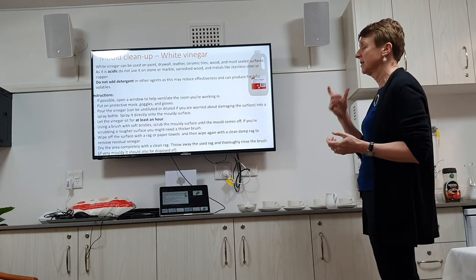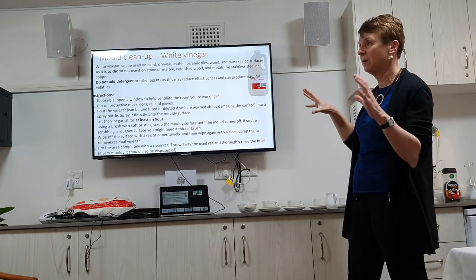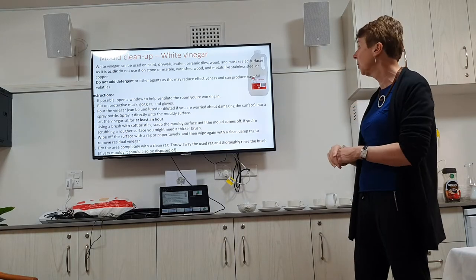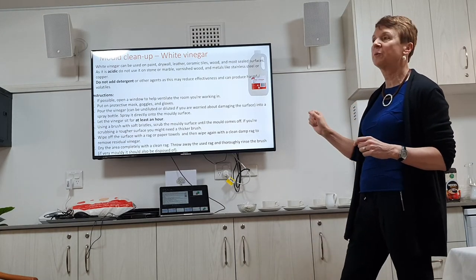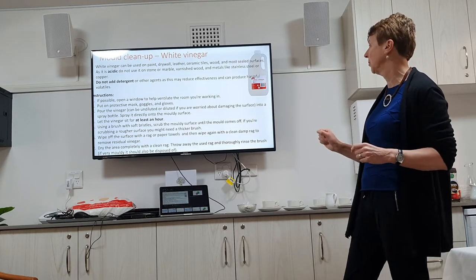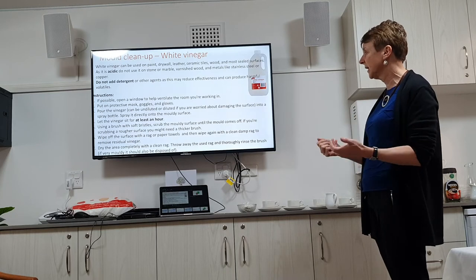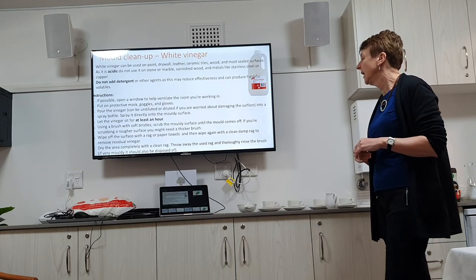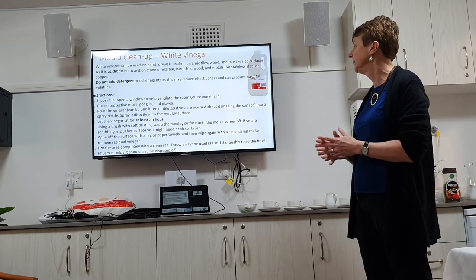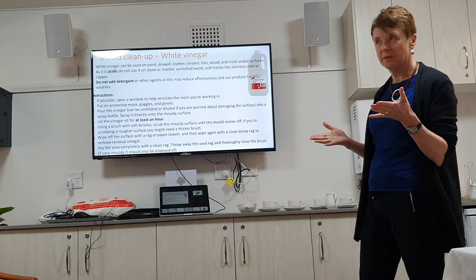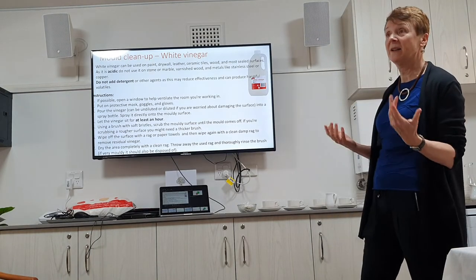Put it in a spray bottle and spray it on the moldy surface and then leave it to sit for an hour, and that will allow it to penetrate in and do its job. And then brush it with a soft bristle brush to get the mold off. Then wipe it over with a rag, wipe it again with a clean damp rag, and then dry the area. You want the area to be as dry as possible, because the last thing you want is more mold to come back because you've made it a little bit wet.